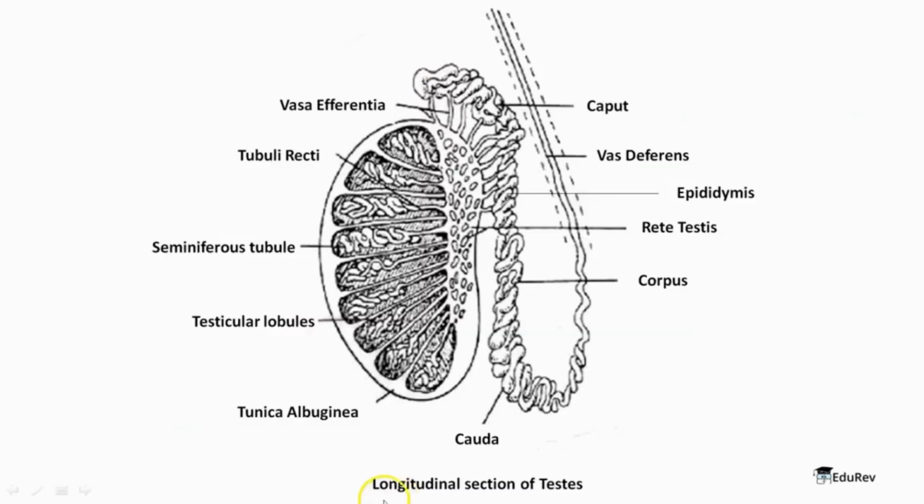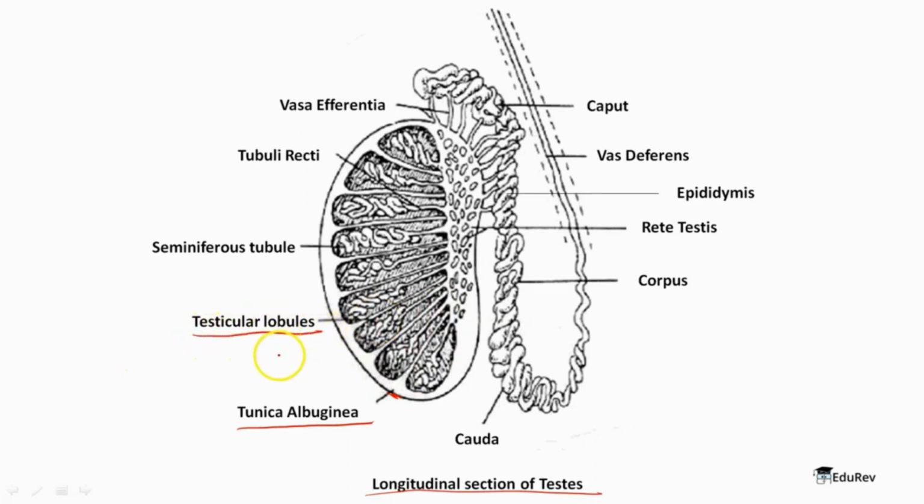Now let us study the longitudinal section of testis through a diagram which is given in the screen. The testes are surrounded by a sheath that is known as tunica albuginea. This is the sheath. The sheath layer invaginates inside the structure which is giving rise to testicular lobules. These are the testicular lobules.